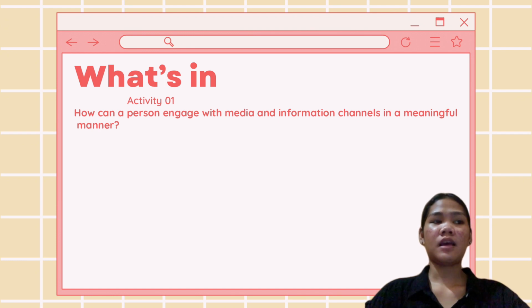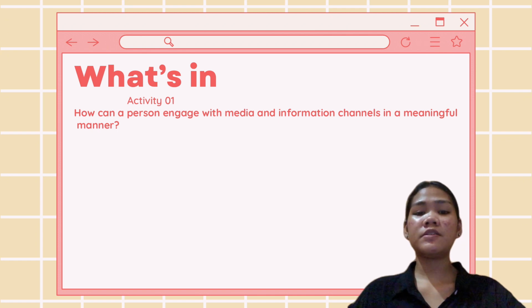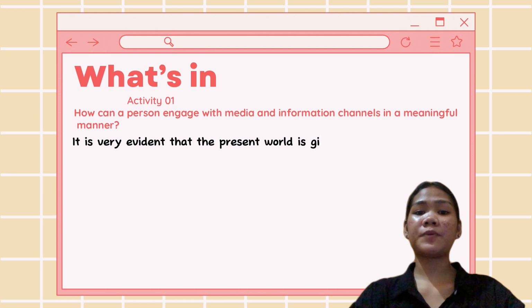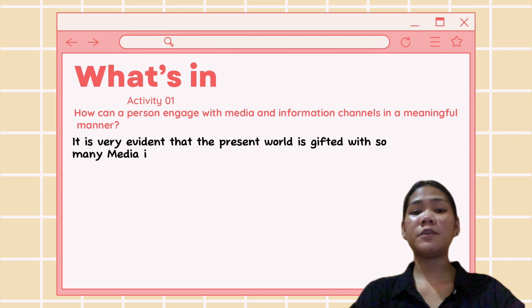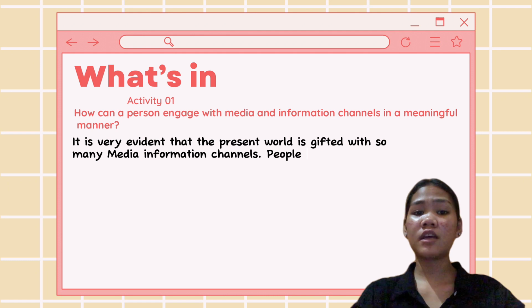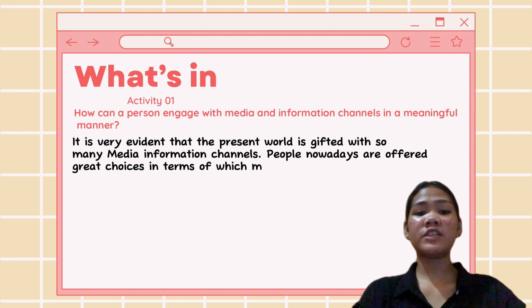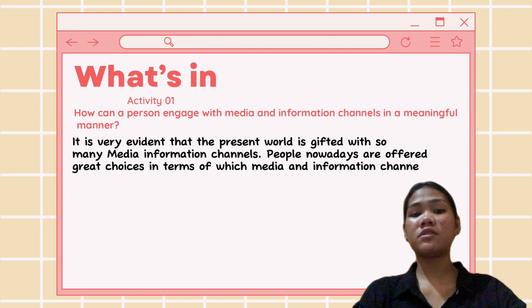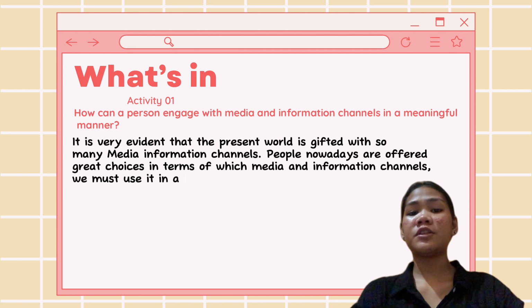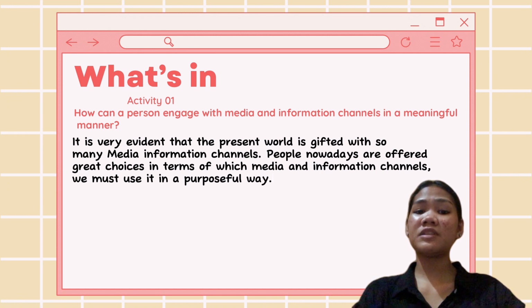What's in? Activity 1. How can a person engage with media and information channels in a meaningful manner? The use of media and information channels. It is very evident that the present world is gifted with so many media and information channels. People nowadays are offered great choices in terms of which media and information channel to use. However, in order to maximize these media and information channels, we must use them in a purposeful way.